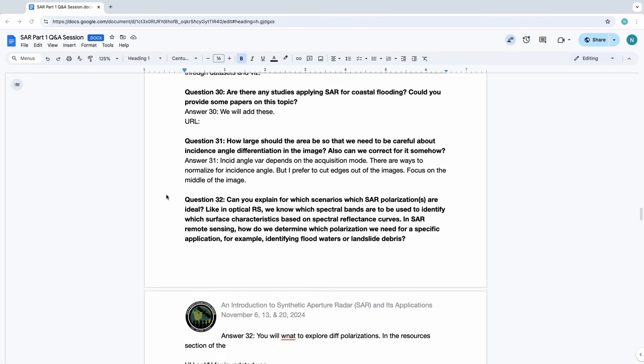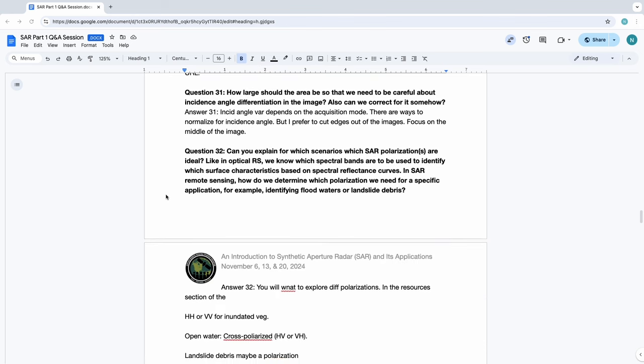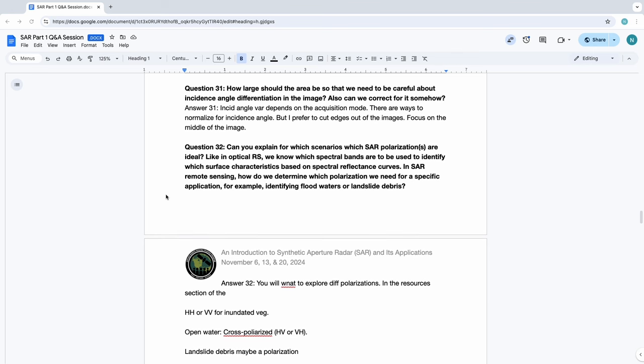Question 31, how large should the area be so that we need to be careful about incidence angle differentiation in the image? Also, can we correct for it somehow? Oh, this is a great question.